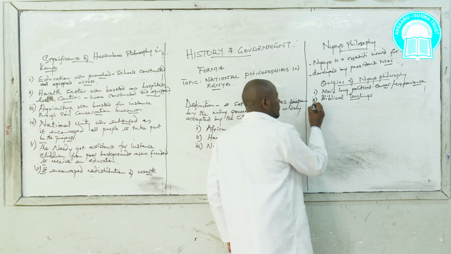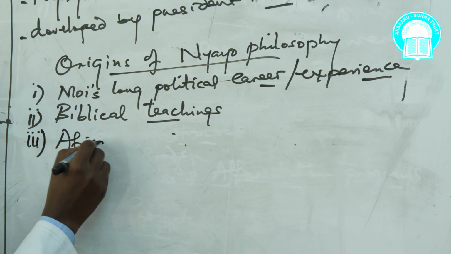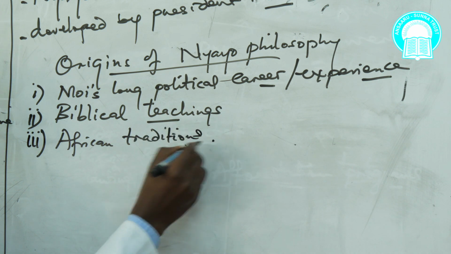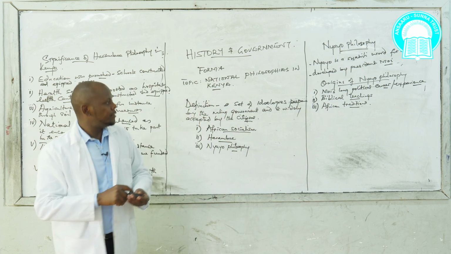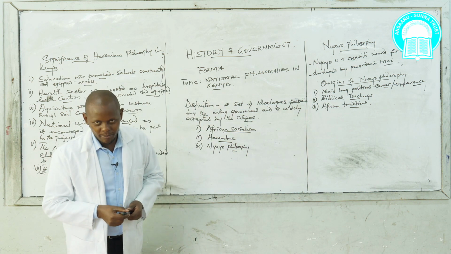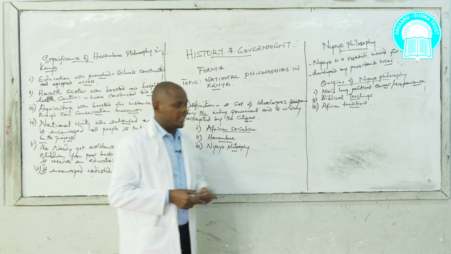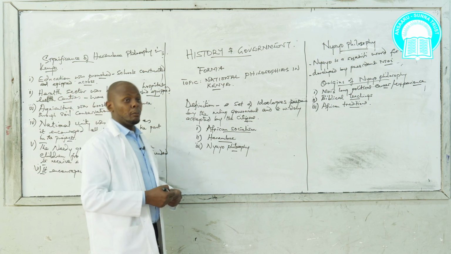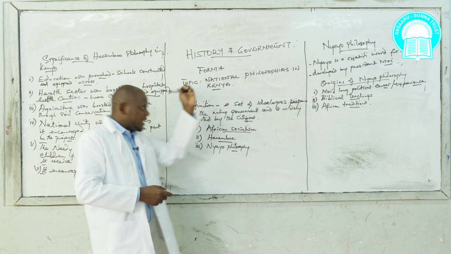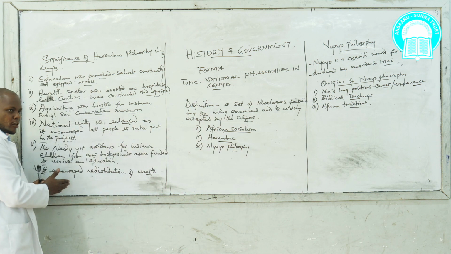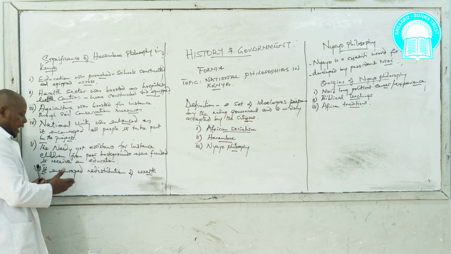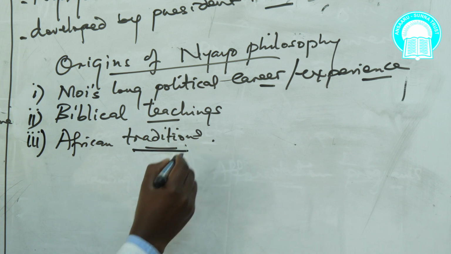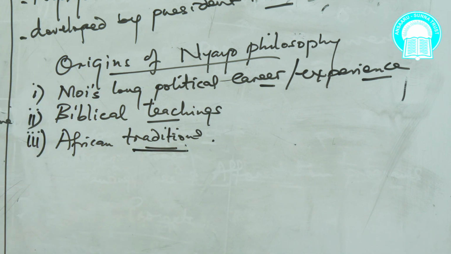And finally, African traditions. African traditions of communalism. He wanted Kenyans to share. He did not want Kenyans to be selfish. Just like what Kenyatta had done in the philosophy of African socialism and Harambee, he also borrowed that concept from African traditions and brought it into his own philosophy.